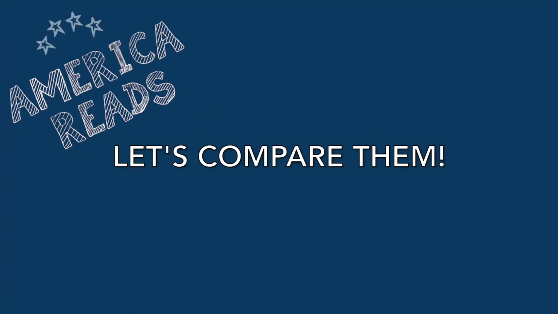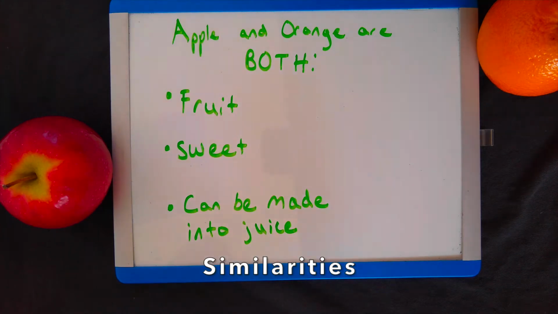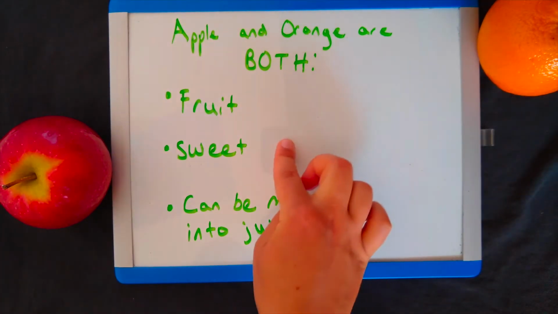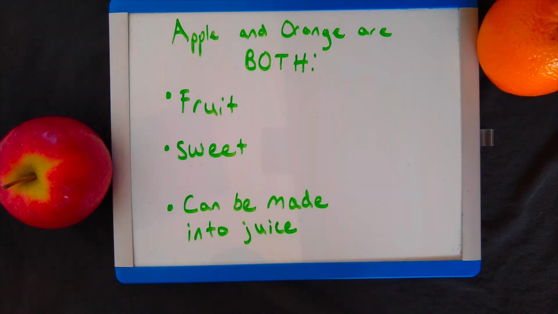Let's compare an apple and an orange. Remember, comparing is to find what is similar between the two objects. Go ahead and pause this video and write down what is similar between an apple and an orange. An apple and an orange are both a type of fruit, are sweet, and can be made into juice, such as apple juice and orange juice. These are just some examples. You may have different comparisons.